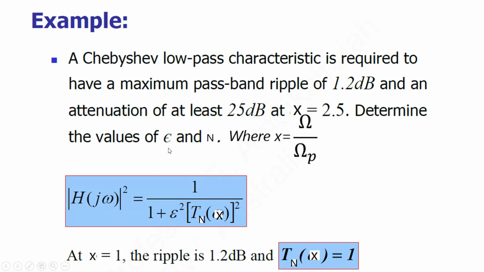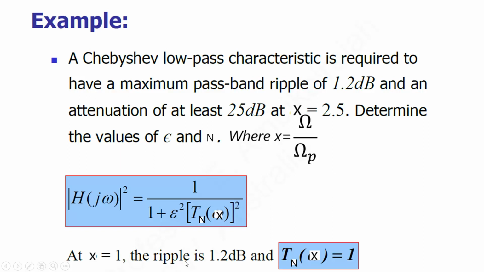Determine the values of epsilon and capital N, where x is equal to omega by omega p. So we know that this is the square magnitude expression. At x is equal to 1, because this is the passband frequency, omega by omega p is 1. That means this omega is equal to omega p.